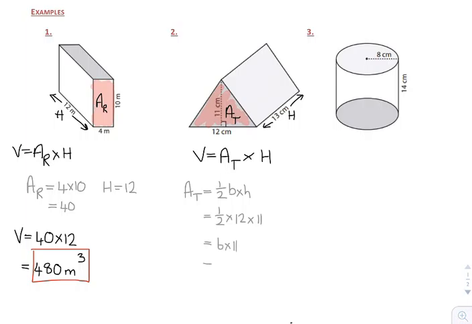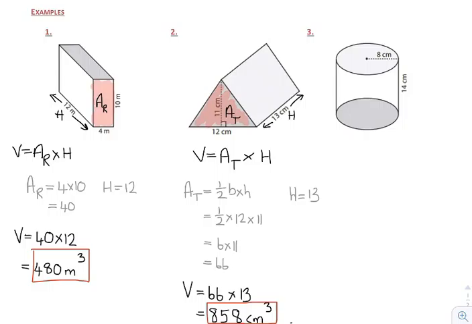So half of 12 is 6, 6 times 11 is 66. So the area of this triangle, this front face, is 66 centimeters squared, and the height that we need for our formula is given by the 13. So when we substitute that into this formula that we have at the top, our AT is 66, and we're going to times that by 13 to give a result of 858 centimeters cubed. Centimeters cubed because we are again dealing with a volume, so you need to have a cubed measurement.